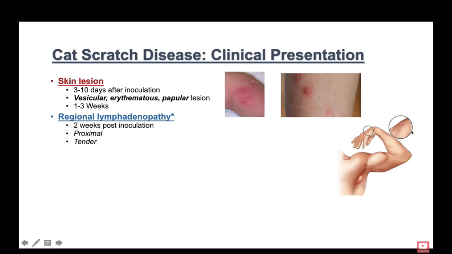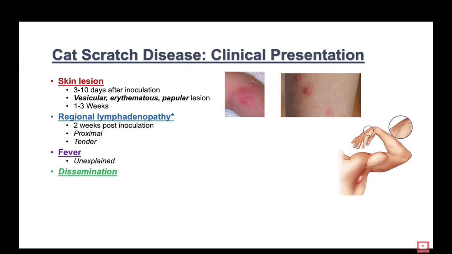So this is a key presentation in cat scratch disease as well. And the third most common symptom is a fever. That's why cat scratch disease is considered a febrile lymphadenopathy, fever with regional lymphadenopathy. And if you see an unexplained fever in an individual, perhaps they have cats, think about this as a possible cause.